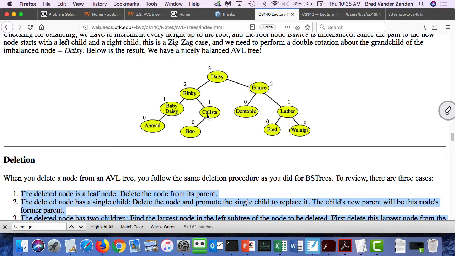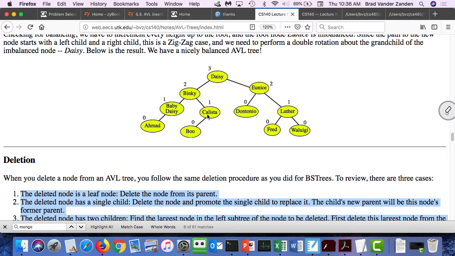Because it's the highest value. If Callista had a right child, that right child would be greater than Callista. So Callista could not, in that case, be the largest value in the left subtree. So we're guaranteed that the largest value in the left subtree does not have a right child. So it's either a leaf or it has a left child. So it reduces to one of the other two cases.